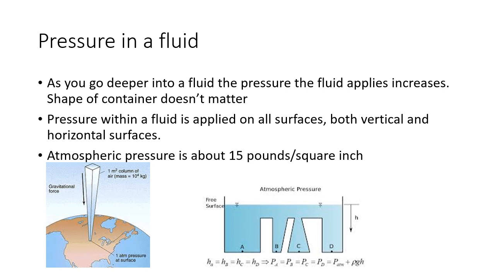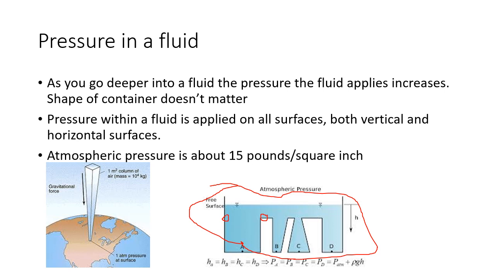So if you look at this diagram down here, the pressure at points A, B, C, and D are all the same, independent of what the shape of the container is above them. And it's applied equally on all surfaces. So if you have the pressure at this point, it is equal to the pressure on this wall at the same point. So it doesn't matter whether the surface is vertical or horizontal, the pressure on it is the same.